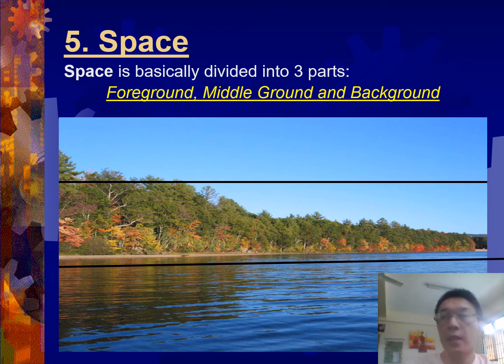Then we have the fifth element of the art, which is the space. Space is basically divided into three parts. We have the foreground, the middle ground, and of course the background. So in this picture, we have the water as the foreground, the middle is the trees, and the background is the sky, the bluish sky. So in a certain drawing, there is what we call the space, which is divided into three parts.